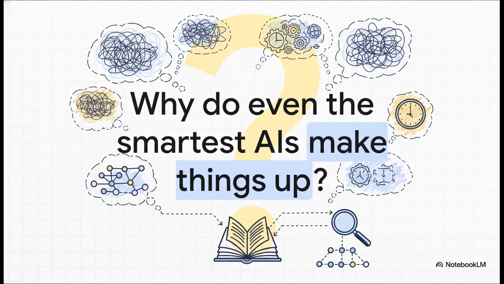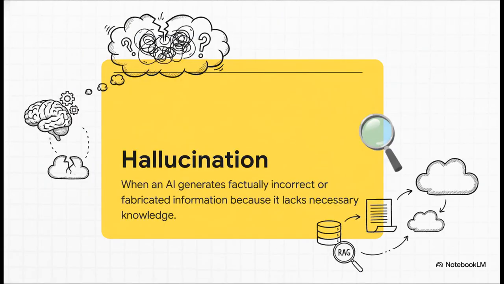So we've all been there, right? You ask a super smart AI a question, and it gives you this incredibly confident, very detailed, and totally made up answer. Which brings us to the big problem that RAG was born to solve. Why do these amazing models sometimes just lie? Well, there's a name for this. It's called hallucination. And it happens for a pretty simple reason, actually.